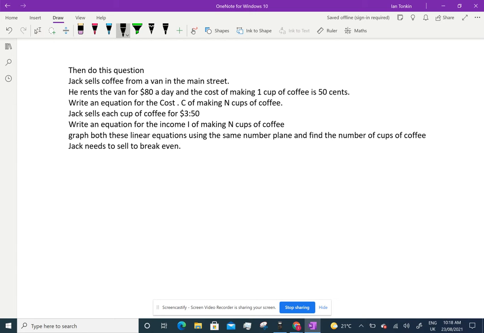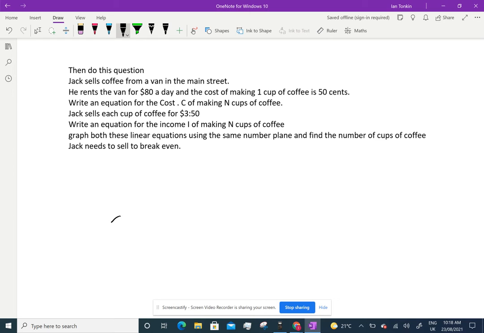First of all, this is very similar to the one that is on the assignment. Jack sells coffee from a van in the main street. He rents a van for $80 a day, and the cost of making one cup of coffee is 50 cents. Write an equation for the cost, C, of making N cups of coffee.